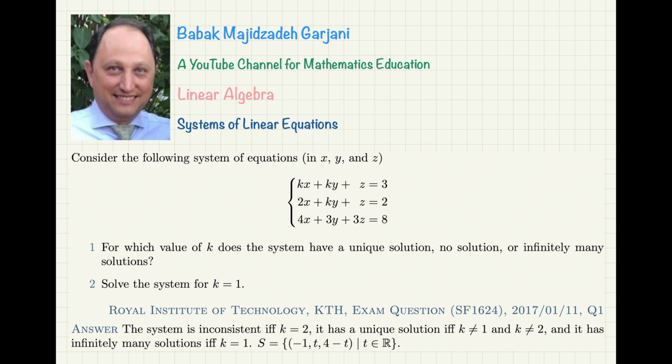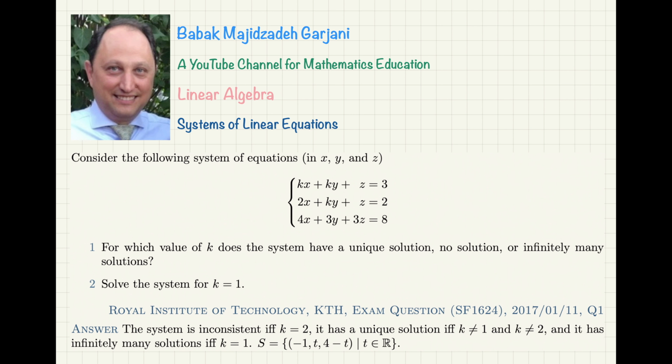Consider the following system of equations in x, y, and z. kx plus ky plus z is equal to 3, 2x plus ky plus z is equal to 2, and 4x plus 3y plus 3z is equal to 8. Number 1. For which value of k does the system have a unique solution, no solutions, or infinitely many solutions? Number 2. Solve the system for k equal to 1.